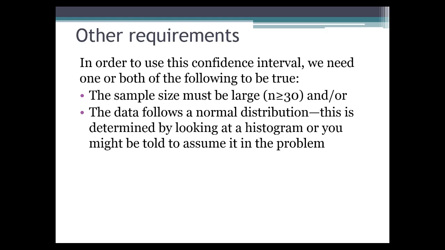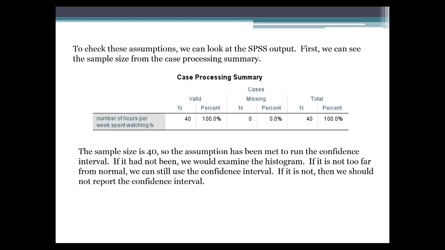So in order to use this confidence interval, we need a couple of things to be true. And you'll recognize these from the central limit theorem, I hope. So we need either a large sample size, greater than or equal to 30, or we need to know that the data comes from a normal distribution. And you can get that by looking at a histogram, or most likely you'll be told in a given problem just to assume it.